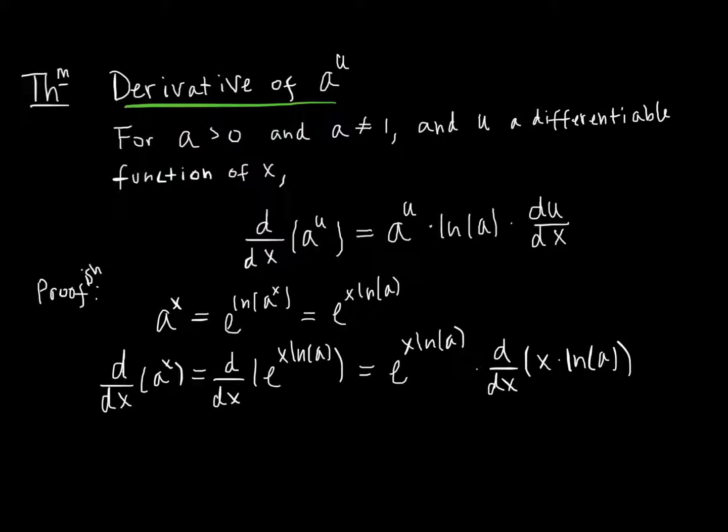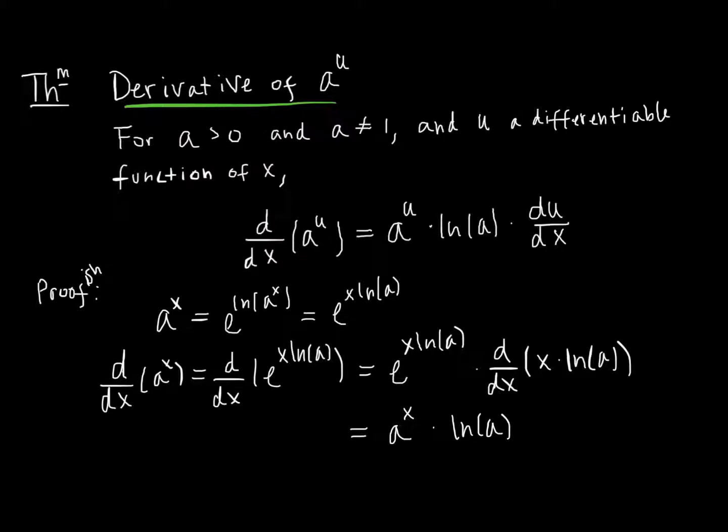But a just is some number, right? That was just the base of my exponent. And so the natural log of some number is just some number, which means I can factor it out of my derivative, and just take the derivative of x. Well, the derivative of x is 1. So this whole thing is just ln of a. So what am I left with? Well, let's think about it. What's e to the x ln of a? Oh yeah, that's a to the x. What's the derivative of this? Oh yeah, it's just natural log of a.